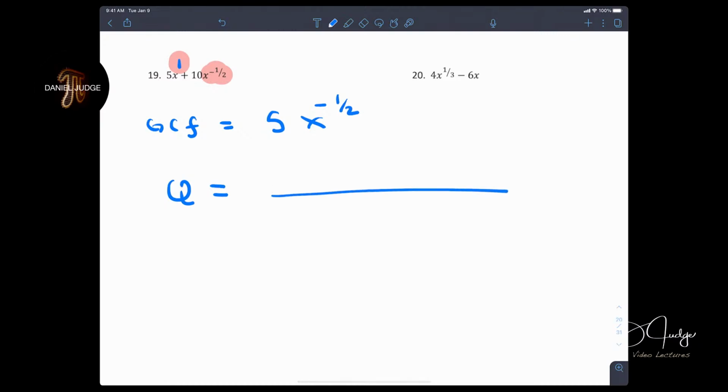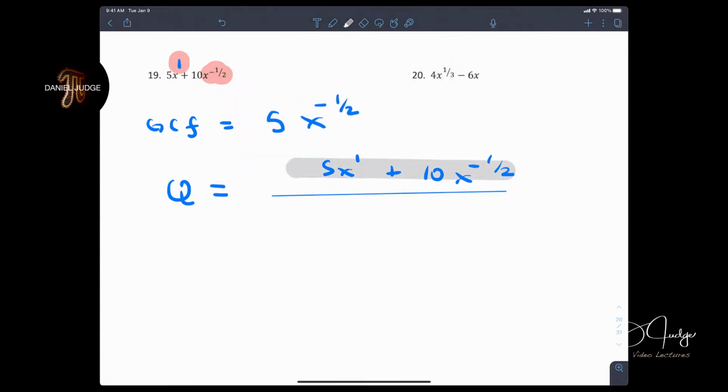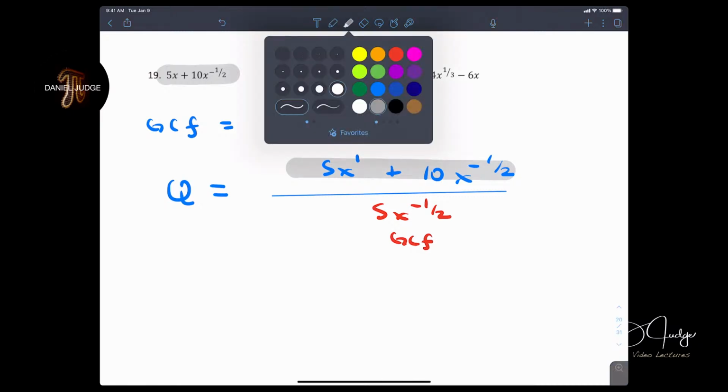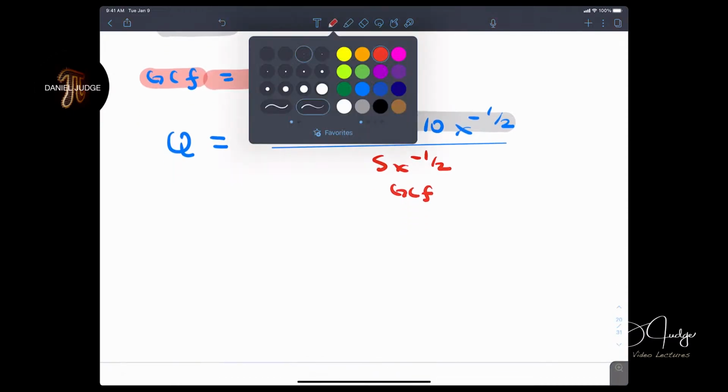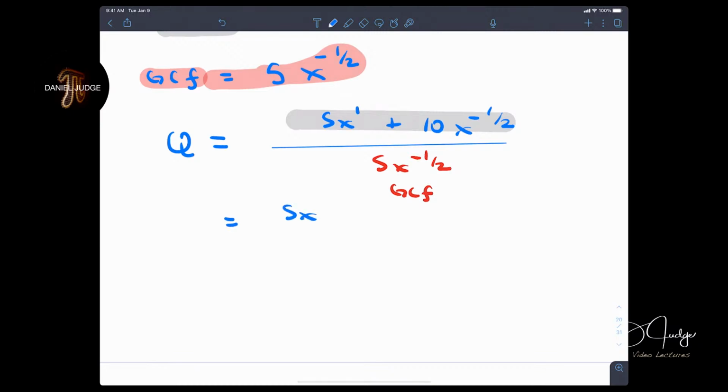Okay, the quotient again will be that 5x to the first plus 10x to the minus 1/2. It's always the original expression divided by the GCF. 5x to the minus 1/2. This is that GCF we just found. GCF, we put in red. There we go. So the quotient is found by doing the division, because that's what a quotient is. It's a division.